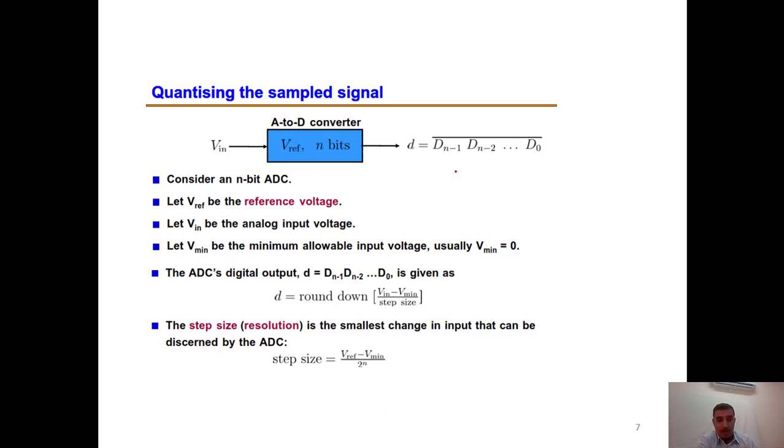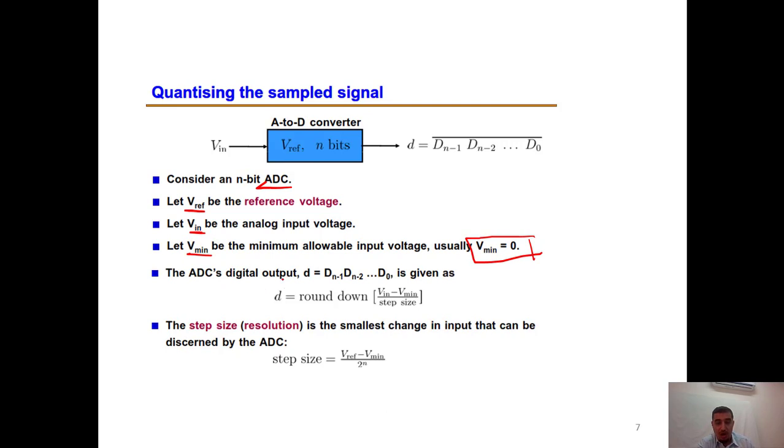Consider an n-bit analog to digital converter. N-bit means 3, 4, 5. In our case, we have 10. Let V reference be the reference voltage, which is the maximum voltage that we can reach. Vn is the analog value that we want to convert. V minimum is the minimum value, and usually V minimum is basically set to 0.